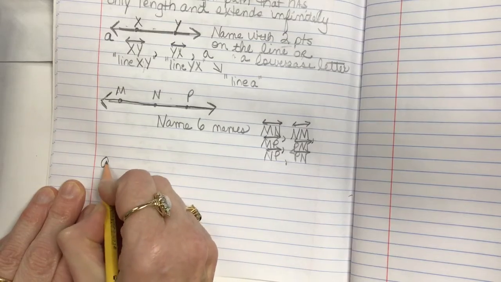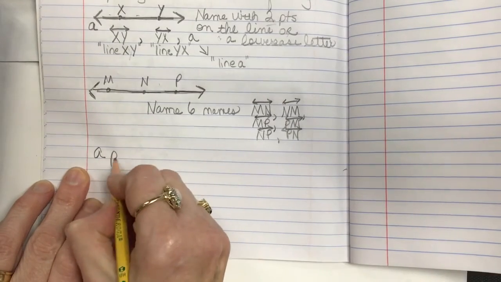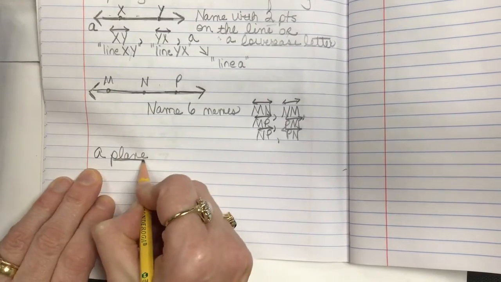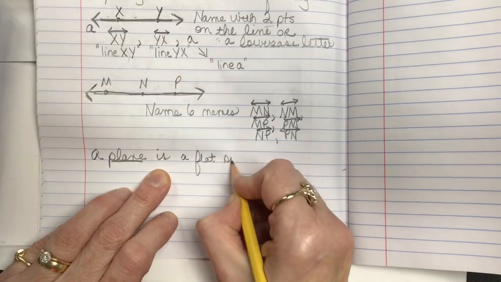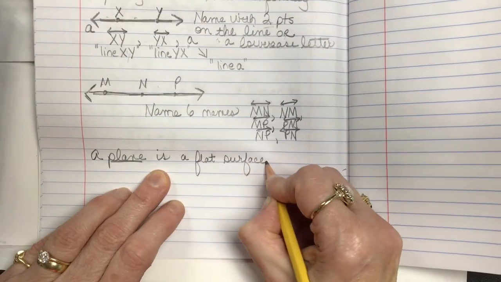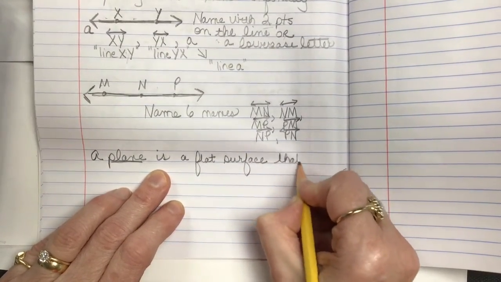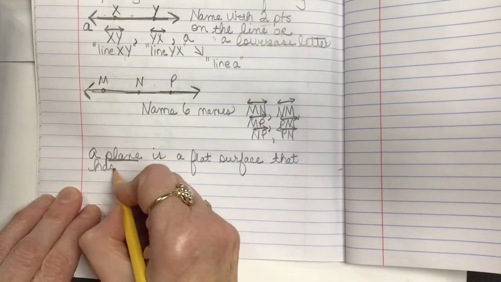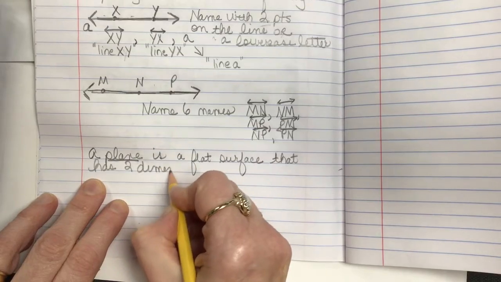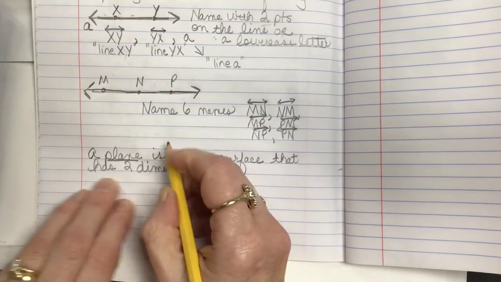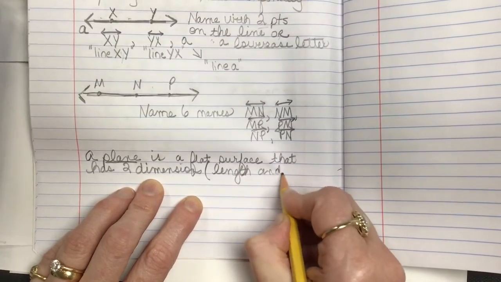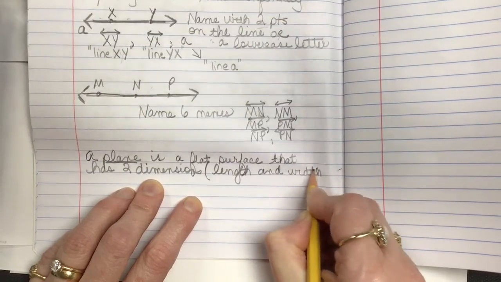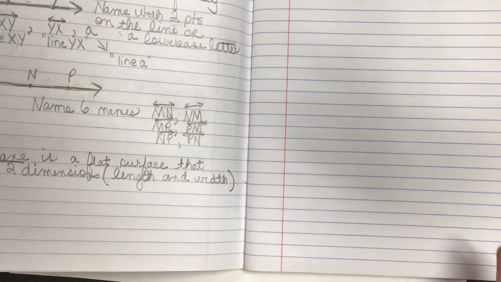Not an airplane, but a plane. A plane, oh, a bit crooked there. We'll underline plane: a flat surface that has 2 dimensions. And those dimensions are, and I'm going to put them in parentheses, length and width.